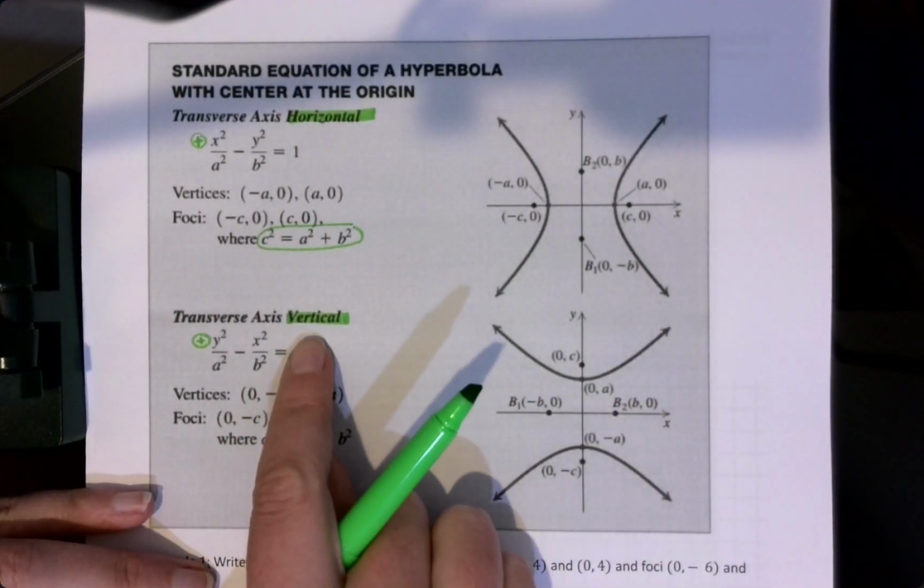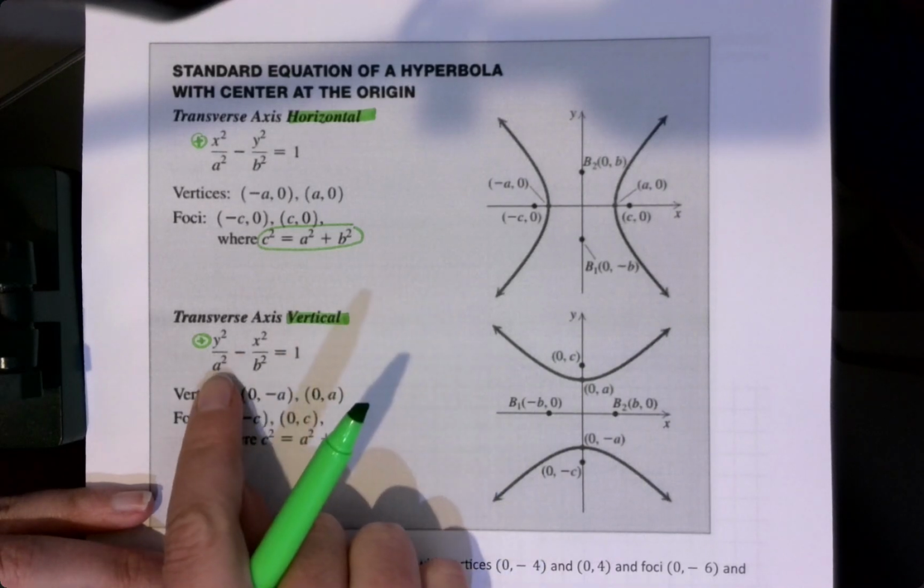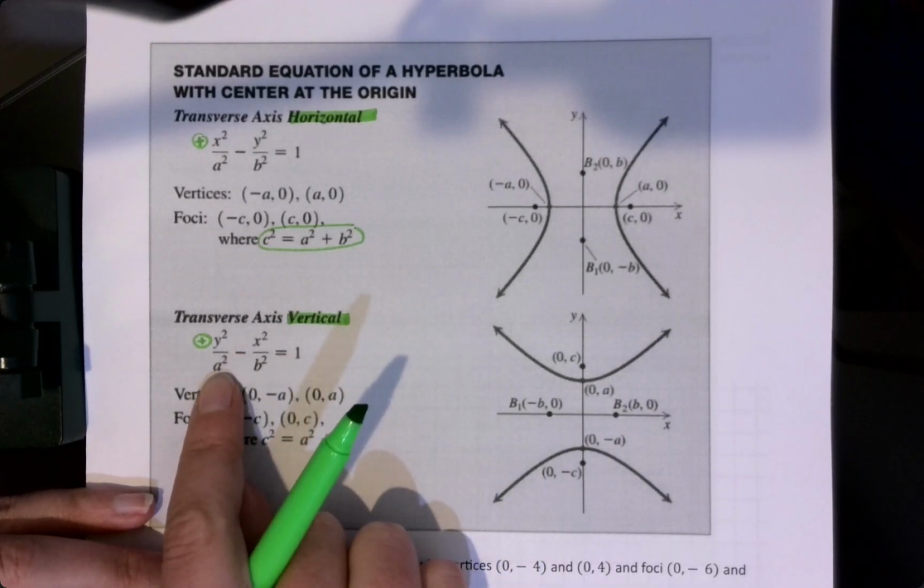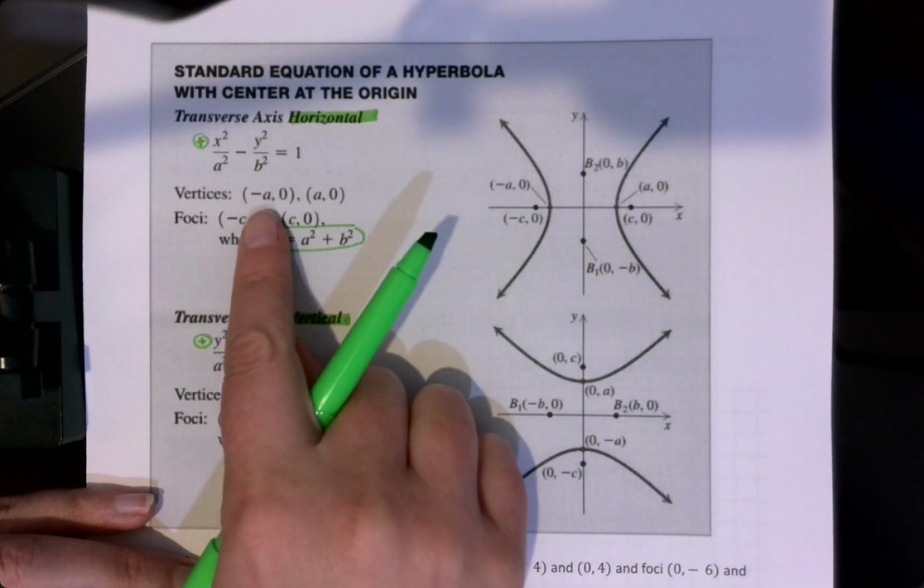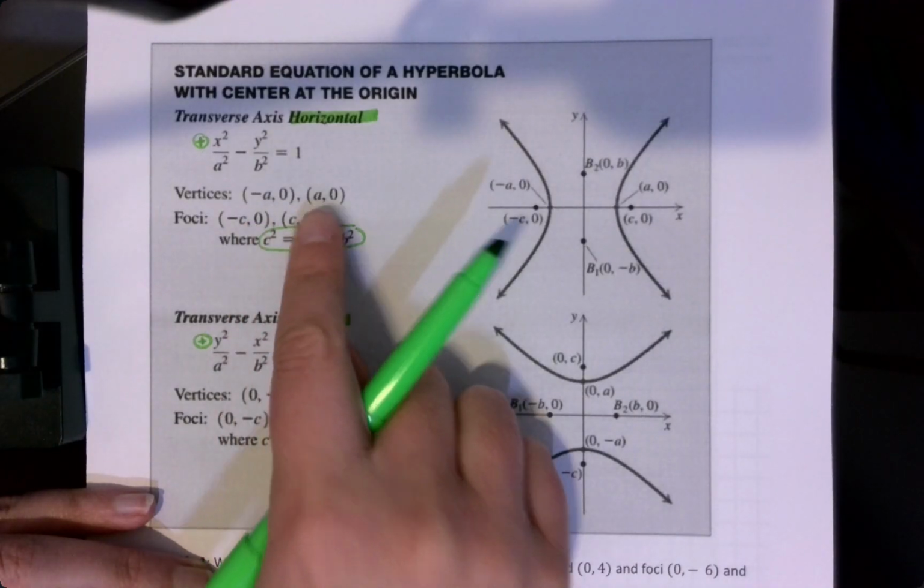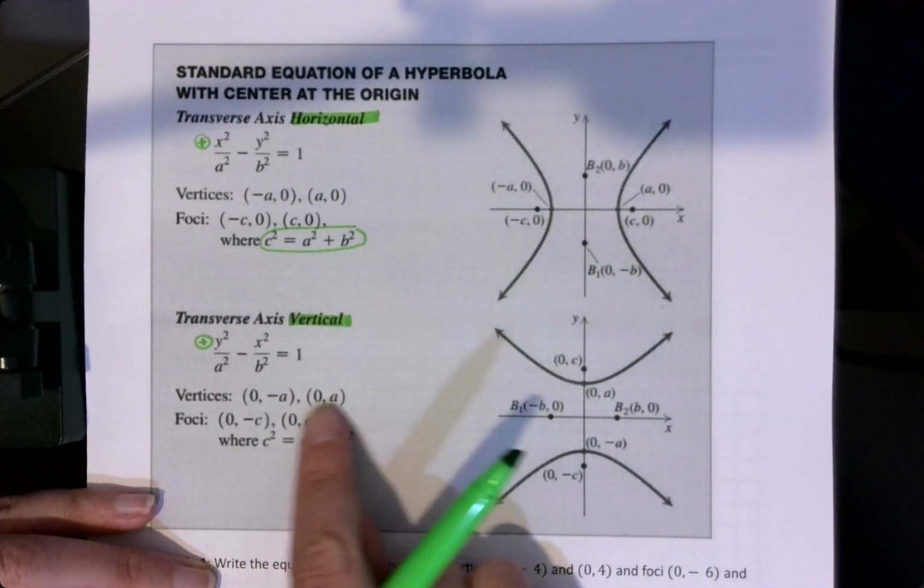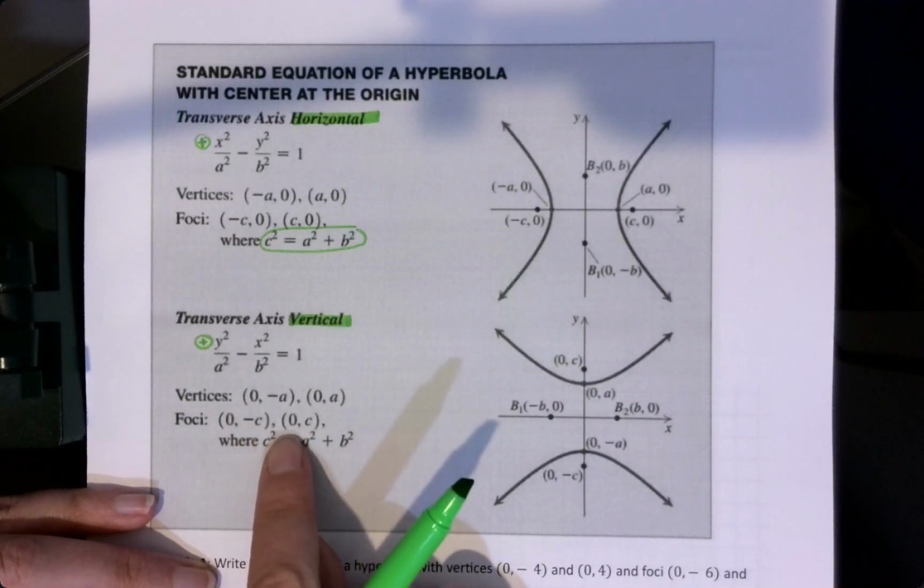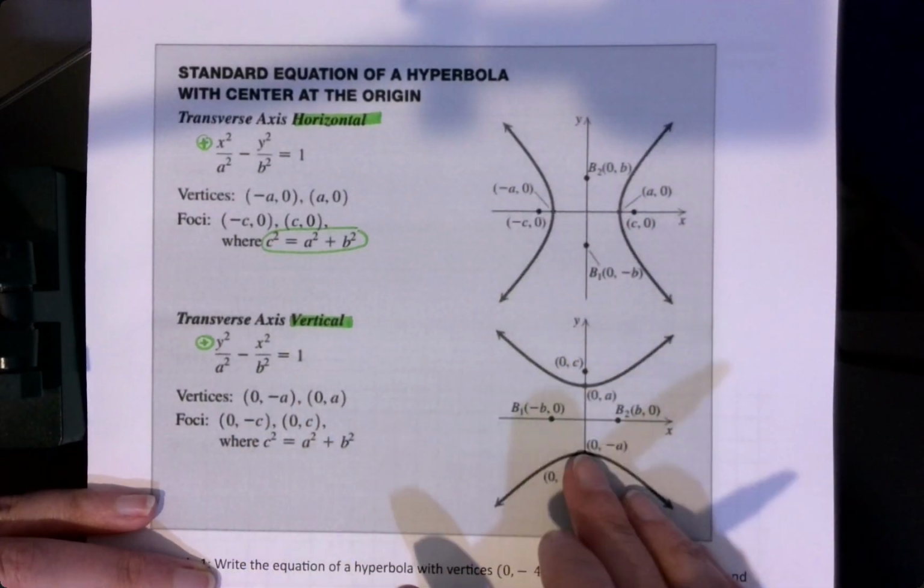In the vertical situation, the only difference is that we're going to go in the vertical direction with our a value. So instead of it being part of the x coordinate, which it is for horizontal, it's our y coordinate, of course, for vertical. Same thing for c. Instead of left to right, we're going to go up to down.